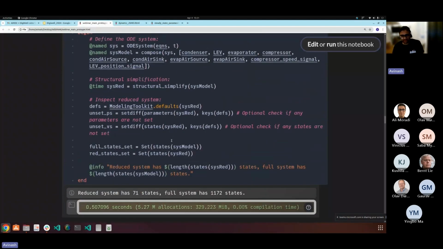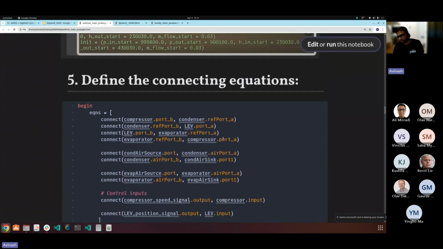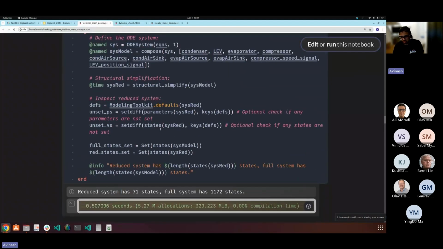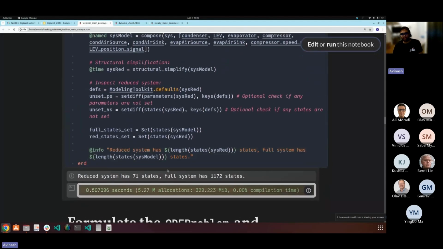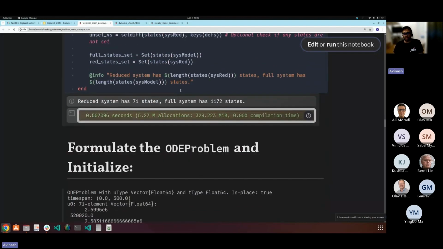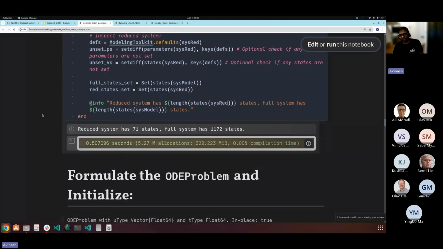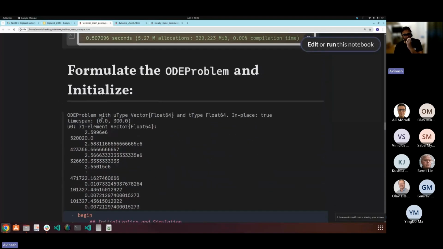So yeah, in this example, we see that we go from, I think the full system had 1,172 variables, and then that is reduced to 71 independent variables, or 71 state variables. And so the simulation is done on this lower system of 71 state variables and 71 equations, which form a differential algebraic equation system.